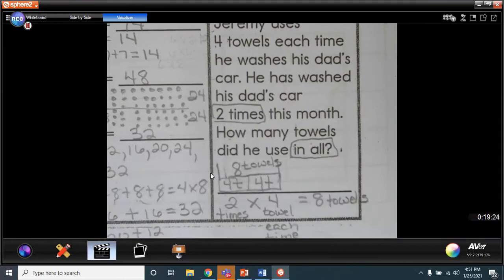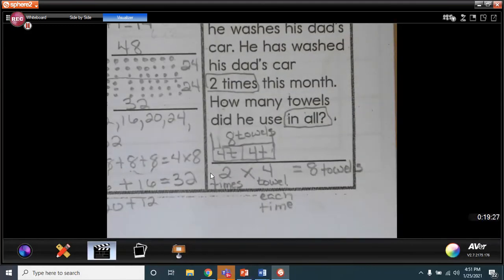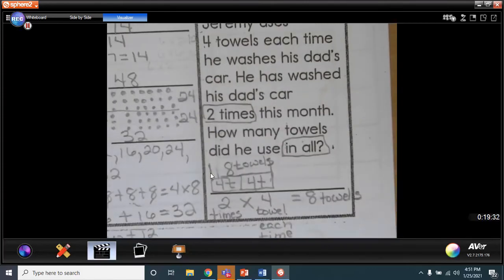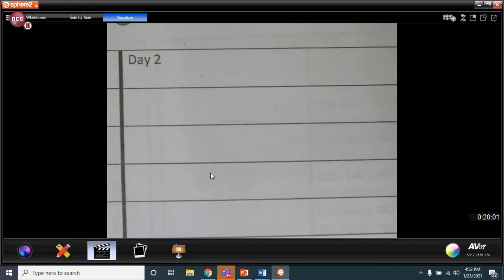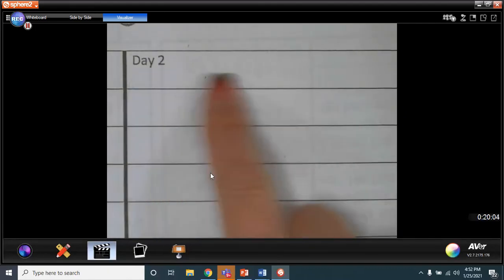So now I could go back and write an answer statement. So we could say Jeremy used 8 towels because if he washed the car 1 time, he used 4 towels. And if he washed the car a 2nd time, he used another 4 towels. And 4 towels and 4 more towels will give me 8 towels. So when you go to write that, you can actually use the back of your DMA, day 2, section here and write this out.